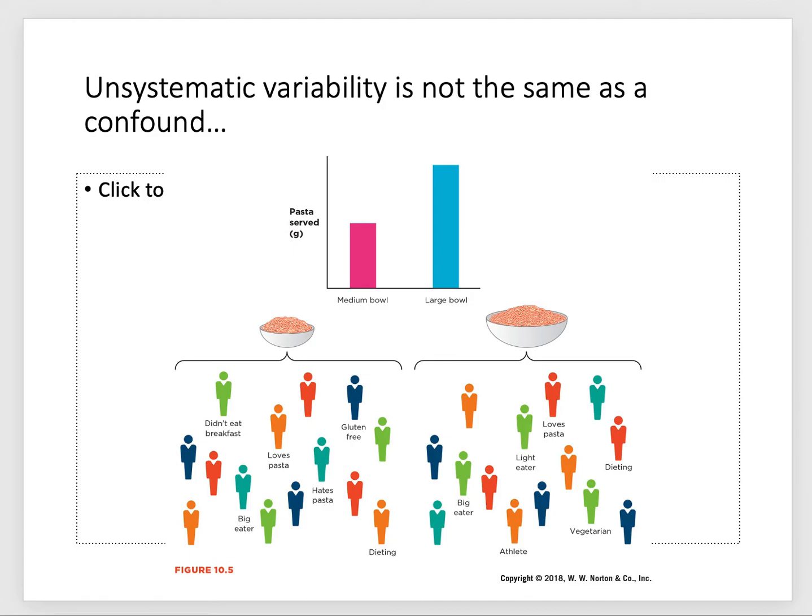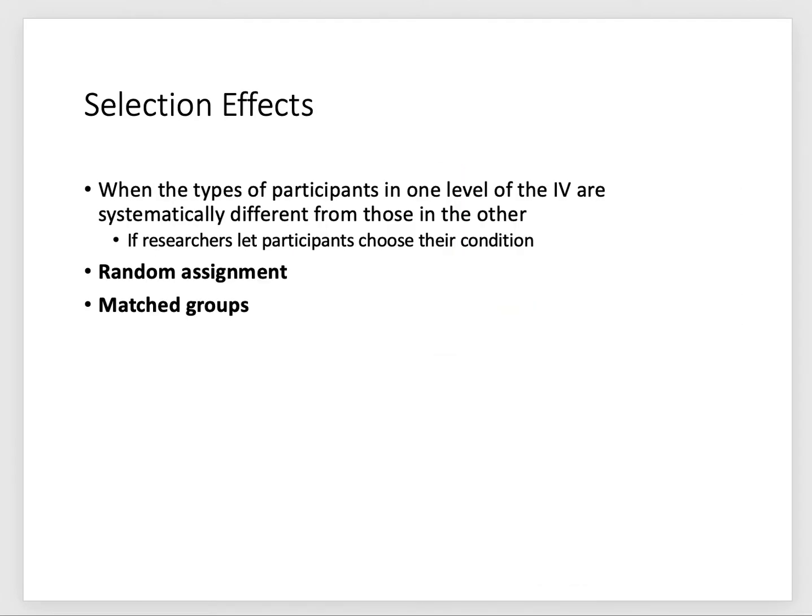If we said, you can be in this experiment and you can decide if you want to have a larger bowl or a smaller bowl of pasta, who's going to select themselves into which group? We have an idea, right? You're going to have the pasta lovers, the big eaters, the athletes maybe selecting into the larger serving size group. Okay, so it becomes problematic when there isn't this random assignment of people being sorted into the groups that they're in.